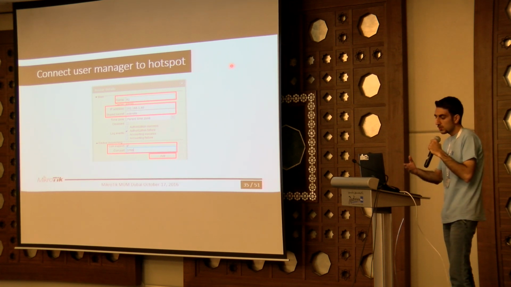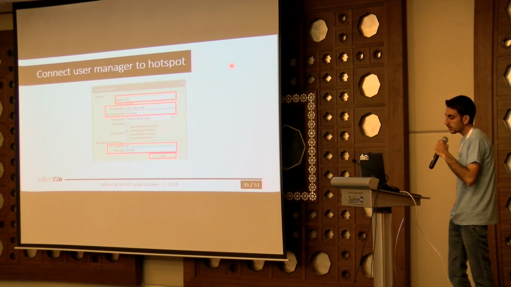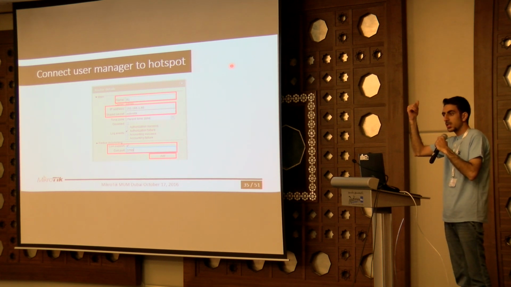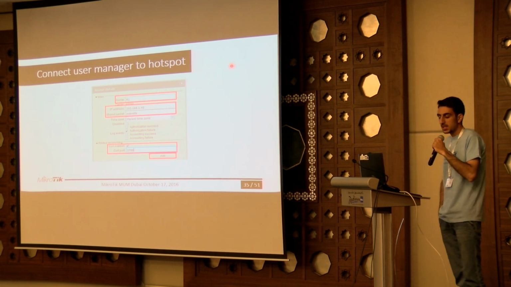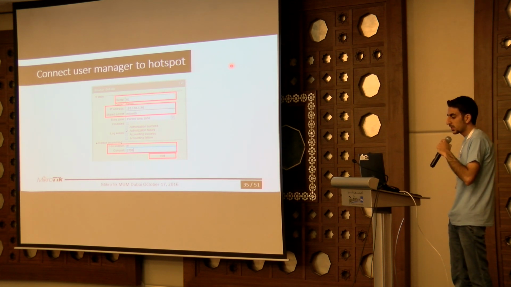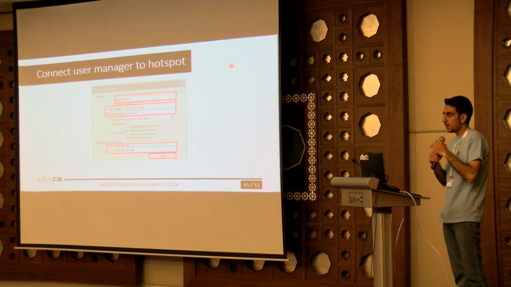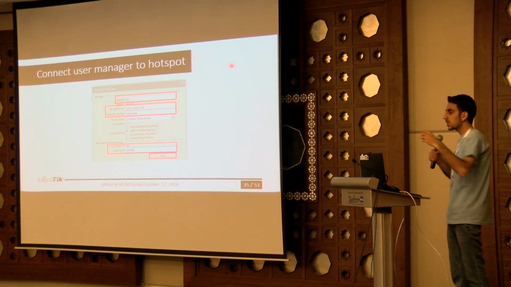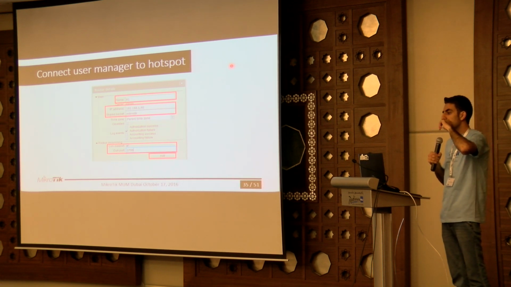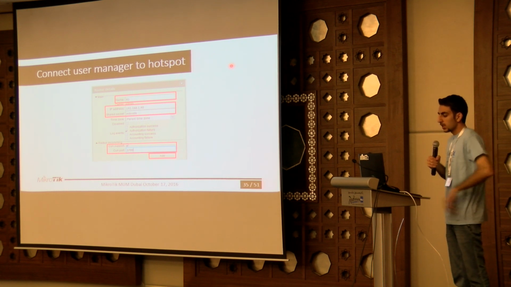Then we should enable COA support. COA support is the incoming option in RouterOS. We should set the COA support checkbox and enter 3799 in the COA port text box and then click on add. Now user manager can respond to requests from the router. Okay.